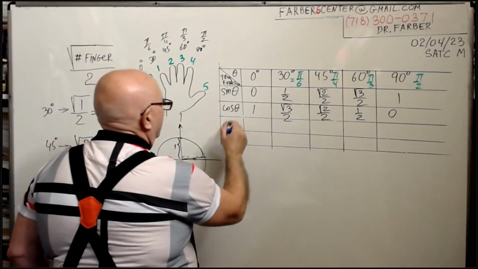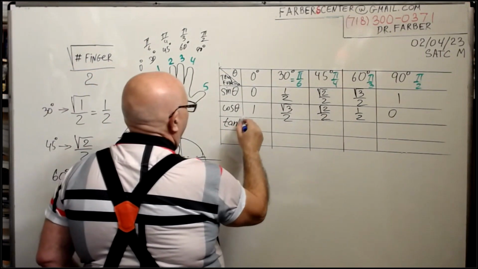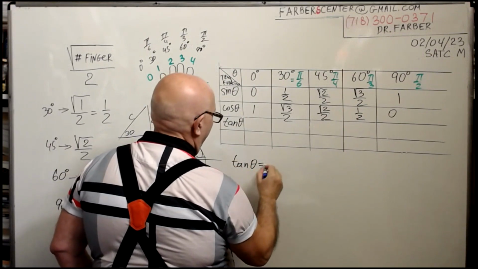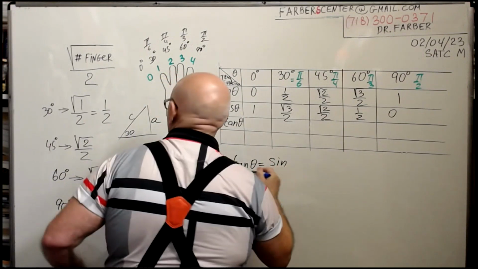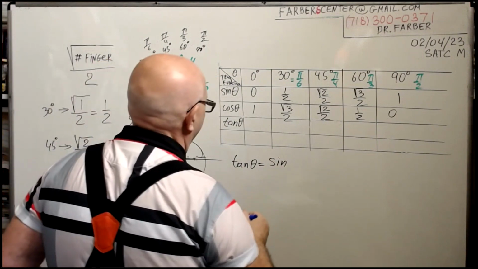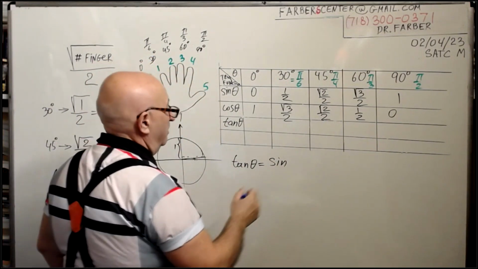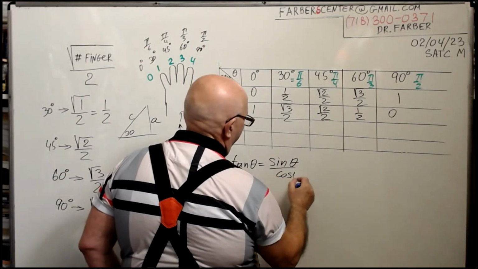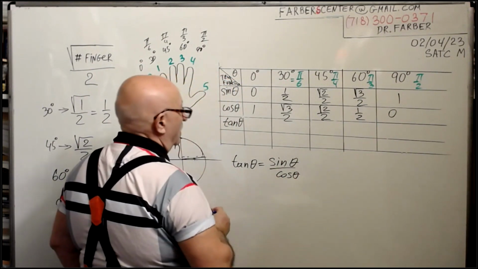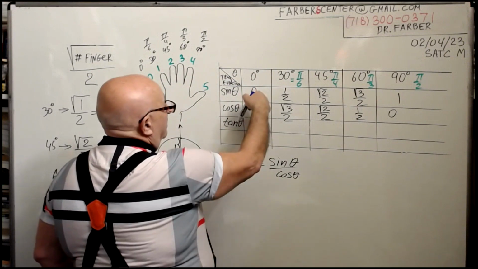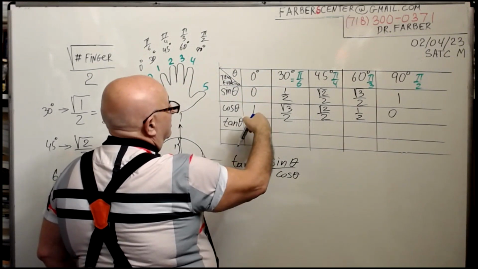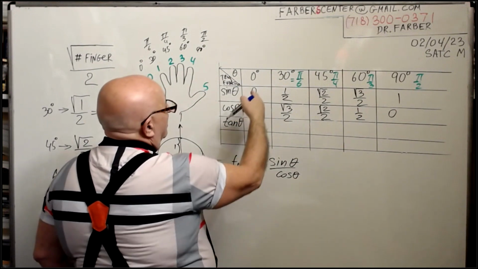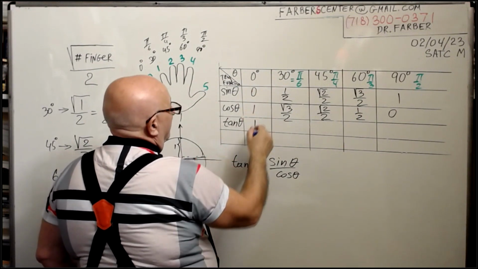What about tangent? Tangent of theta equals sine of theta divided by cosine of theta. Remember, I erased this identity. So take this, divide by this. For instance, for tangent of 0, this divide by this is 1, etc.